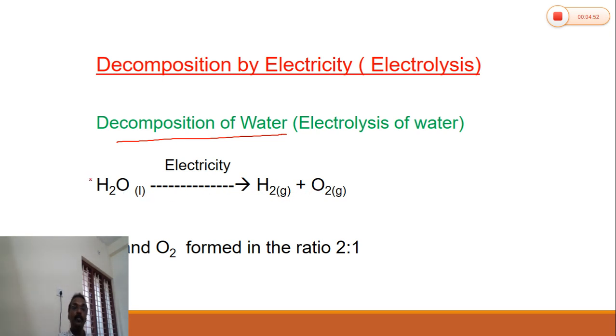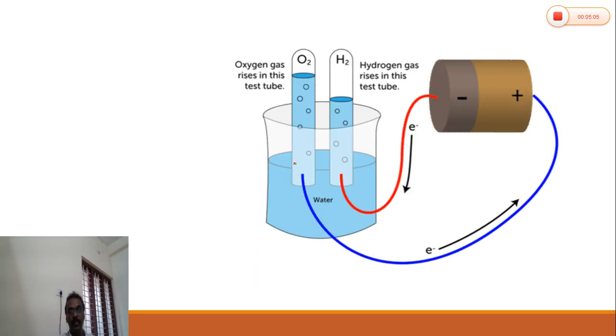This equation is not balanced, that is 2H2O gives 2H2 plus O2. Here, hydrogen and oxygen are formed in the ratio 2:1. This electrolysis of water is an example of decomposition by electricity. This is a diagram showing decomposition of water.